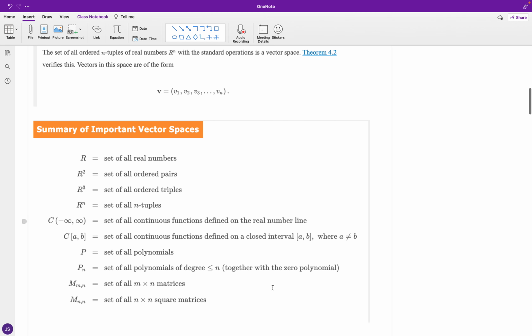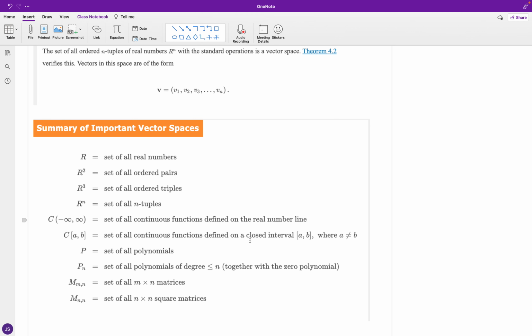And for the summary of important vector spaces, R is referred to as the set of all real numbers, and R to the second is the set of all ordered pairs. R to the third is the set of all ordered triples, and R to the n is the set of all n-tuples.